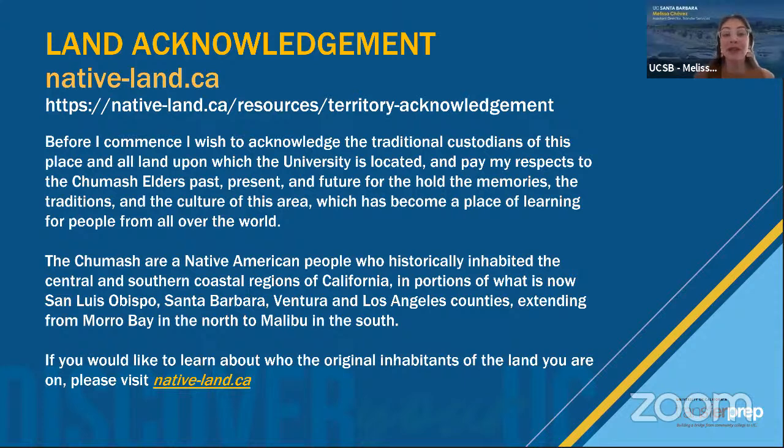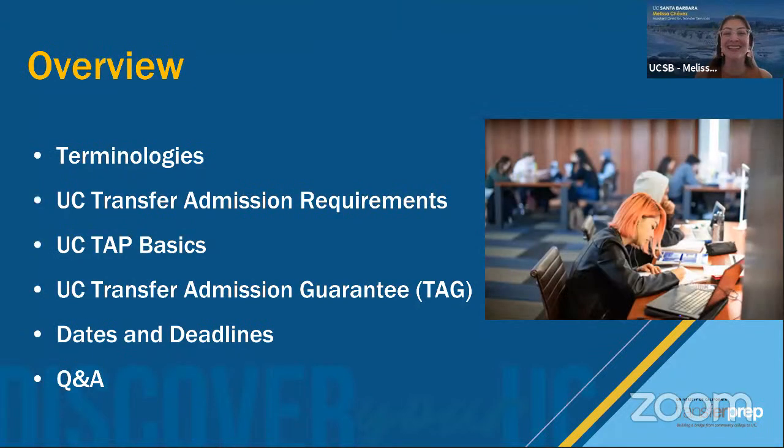Alrighty. Before I commence, I wish to acknowledge the traditional custodians of this place and all land upon which the University, UC Santa Barbara, is located, and pay my respects to the Chumash elders, past, present, and future, for they hold the memories, the traditions, and the culture of this area, which has become a place of learning for people from all over the world. The Chumash are a Native American people who historically inhabited the central and southern coastal regions of California in portions of what is now San Luis Obispo, Santa Barbara, Ventura, and Los Angeles County. If you would like to learn about the original inhabitants of the land that you are on, please visit native-land.ca.